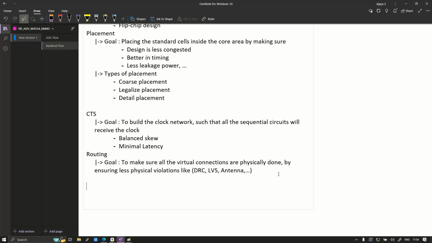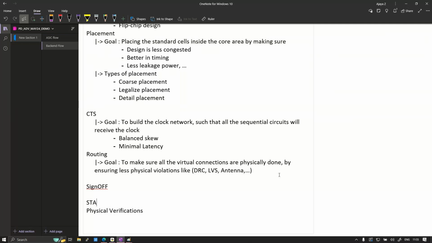So after this, we will enter the sign off stage. In this sign off, we will be discussing STA and we will be discussing physical verification.